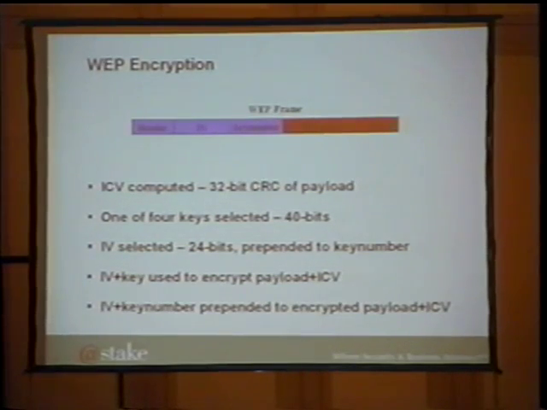And finally, we construct the frame that's going to be sent out over the wire. This is done by taking the encrypted payload and ICV, prepending it with the IV and the key number, and then popping a header on the front of that.